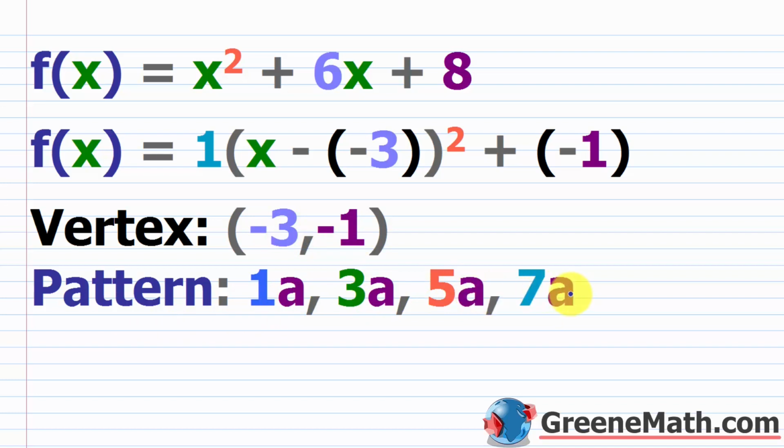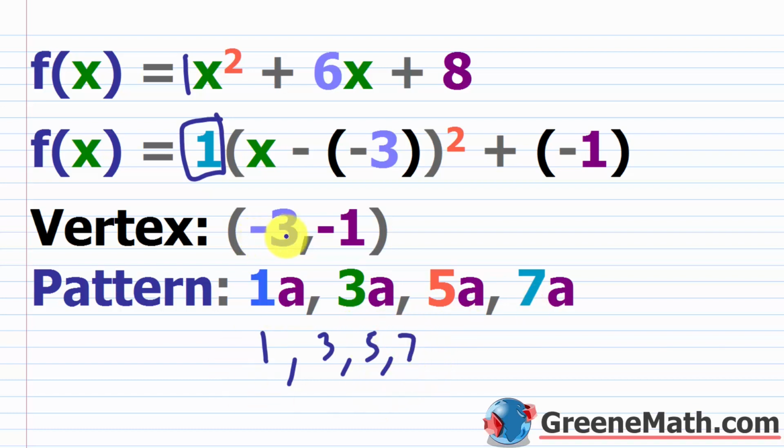Now in this particular case, again, a is the coefficient for x squared. It's right here and it's right there. It's implied there, okay? So we know a is 1, so 1 times 1 is 1. 3 times 1 is 3. 5 times 1 is 5. And 7 times 1 is 7. So this is the pattern.